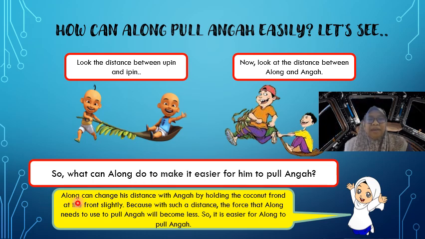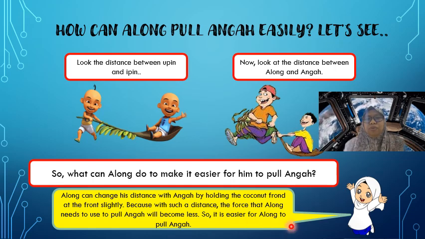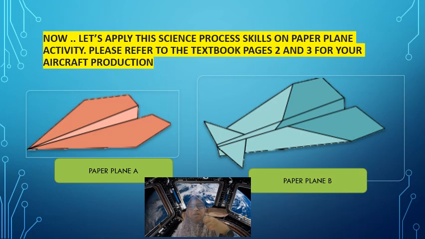So how can we help Along? Along can change his distance with Angah by holding the coconut frond at the front slightly. Because with such a distance, the force that Along needs to use to pull Angah will become less. So it is easier for Along to pull Angah. Now, we have already used science process skills to solve Angah and Along's problem.